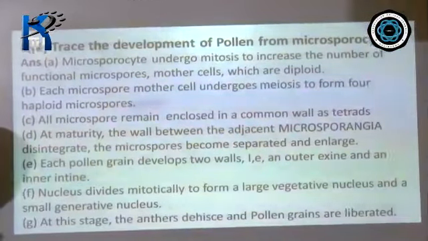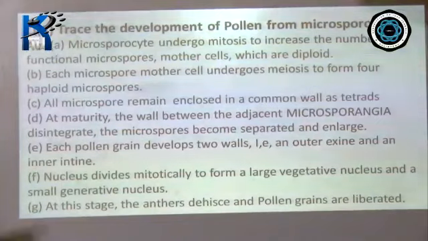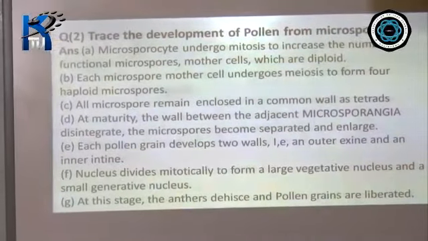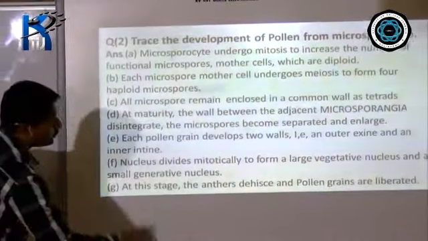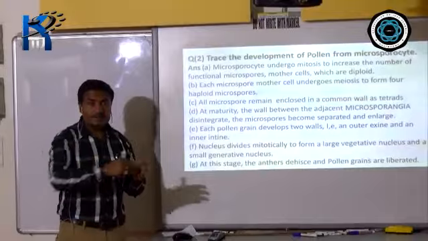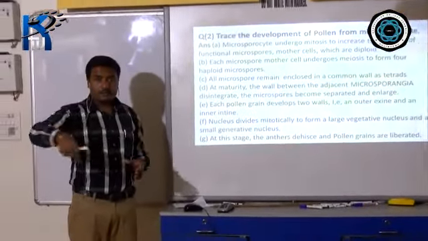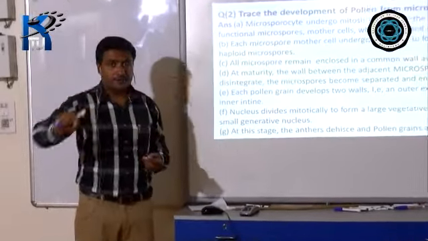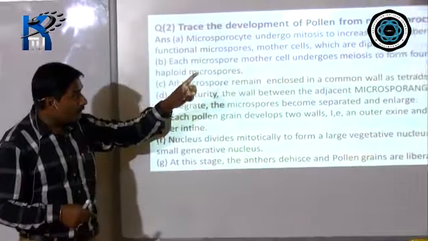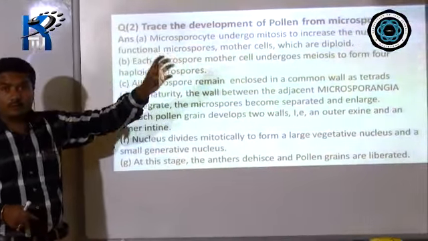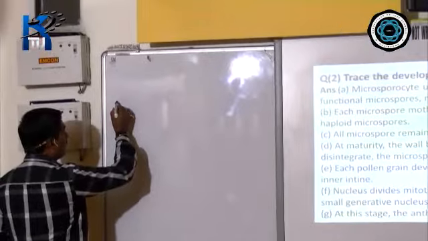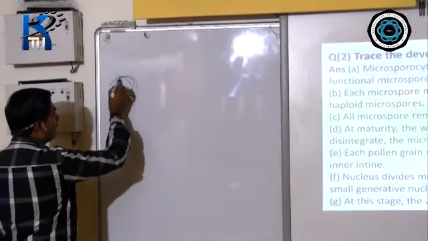Next, let's see the next question, that is: trace the development of pollen from microsporocyte. Now, what do you mean by trace? Whenever we say trace, trace means follow, trace the path, trace a map, whatever it is, we follow it. That means trace the development of what? Pollen from where? From microsporocyte. So you see that usually what will happen in a pollen sac, like this structure.